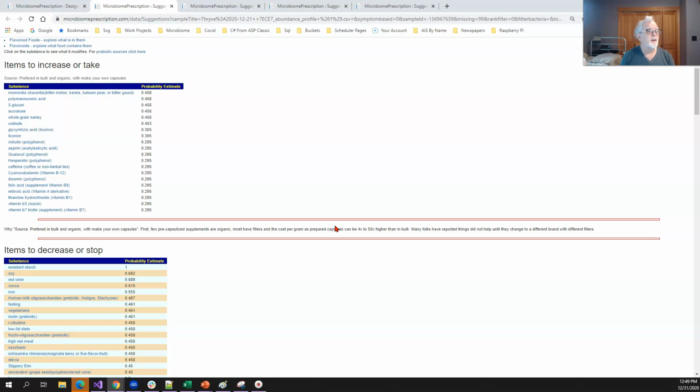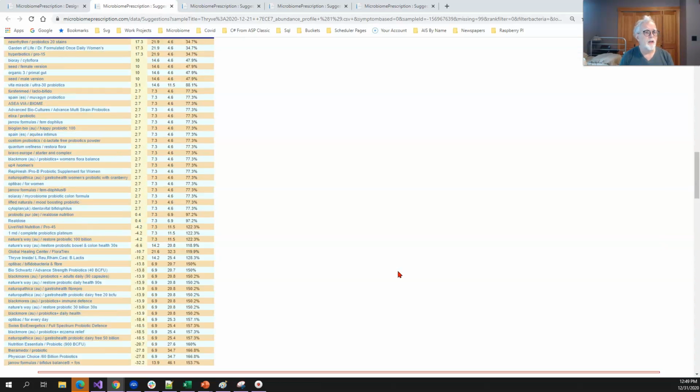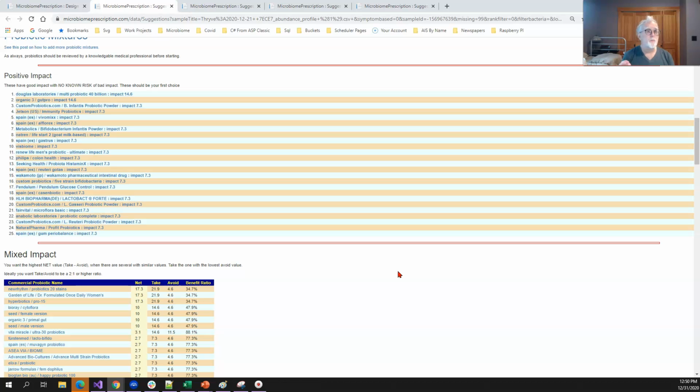And there we have a suggestion of things to do. We have barley, walnuts, licorice, etc. of all to increase, things to decrease, etc. And that is working strictly off the bacterial species.